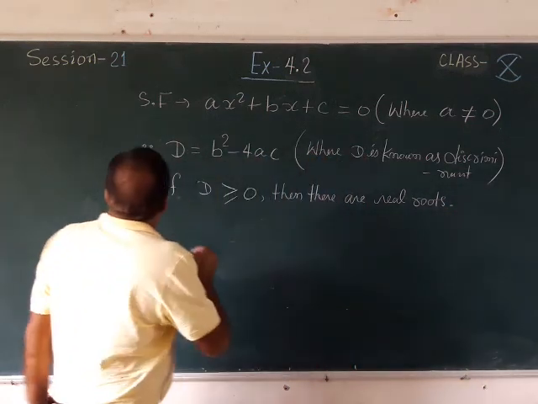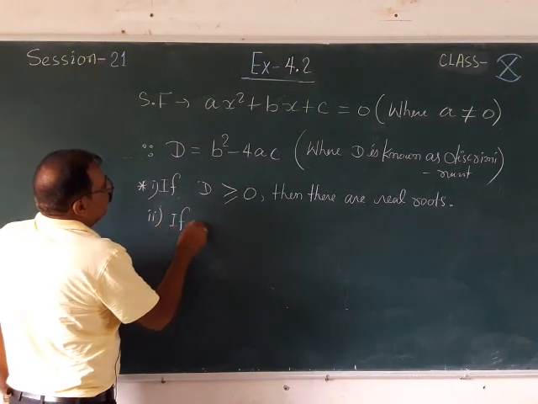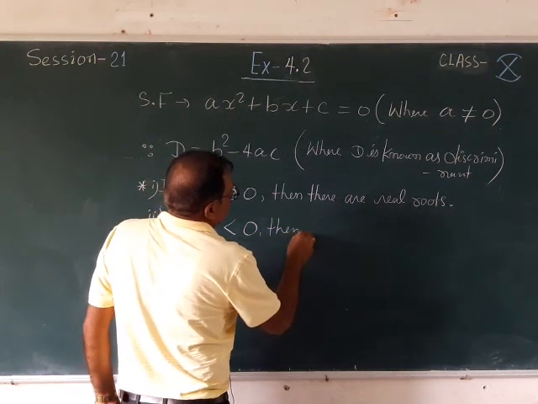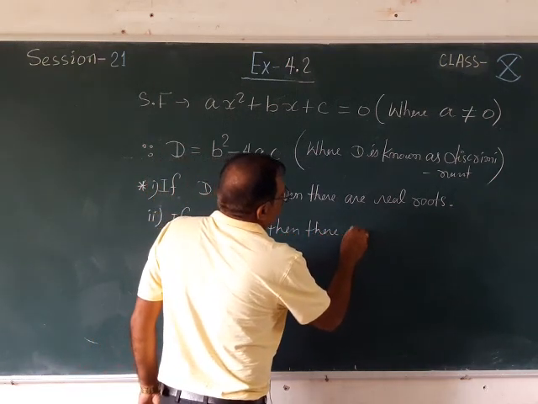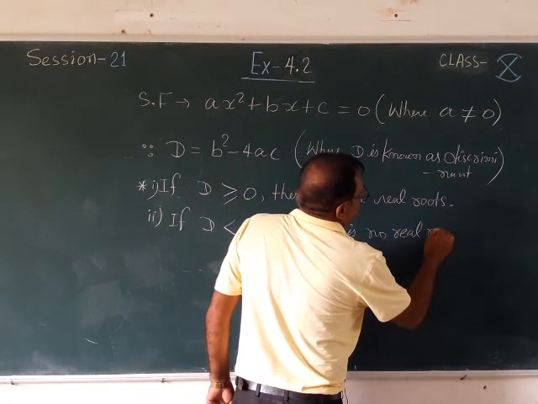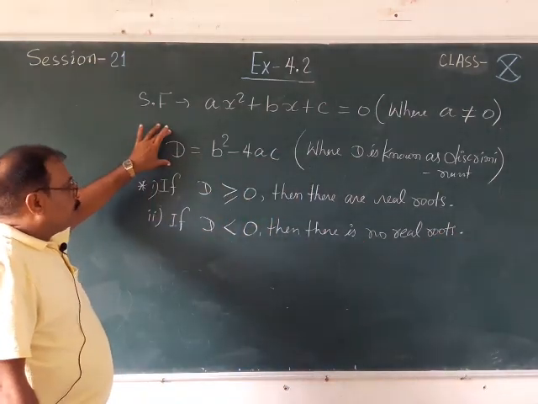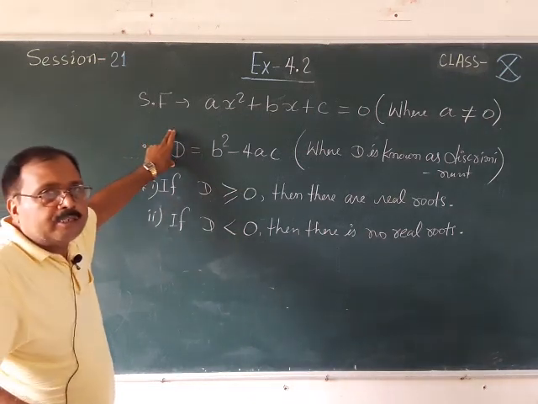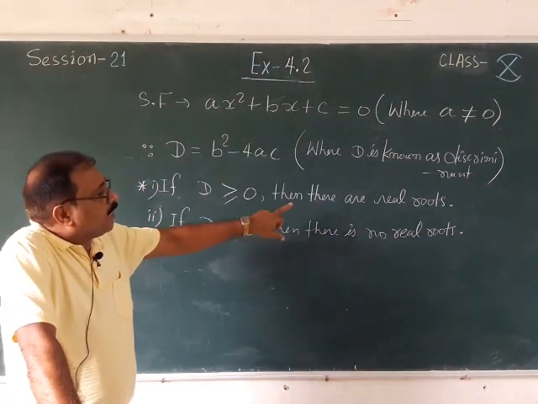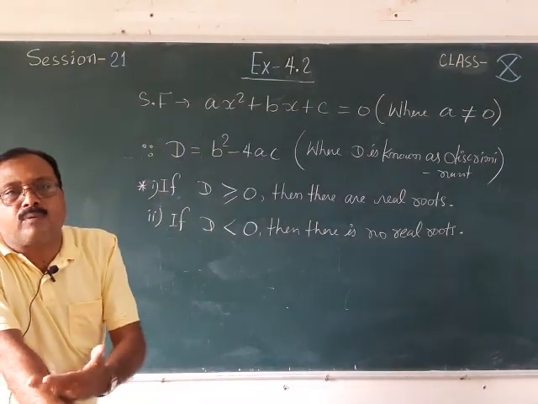And the second condition is that if D is less than 0, then there are no real roots. That means when you get the value of D, you need to compare it with 0. If D is greater than or equal to 0, then there are real roots, and the roots of the equation are known as alpha and beta.